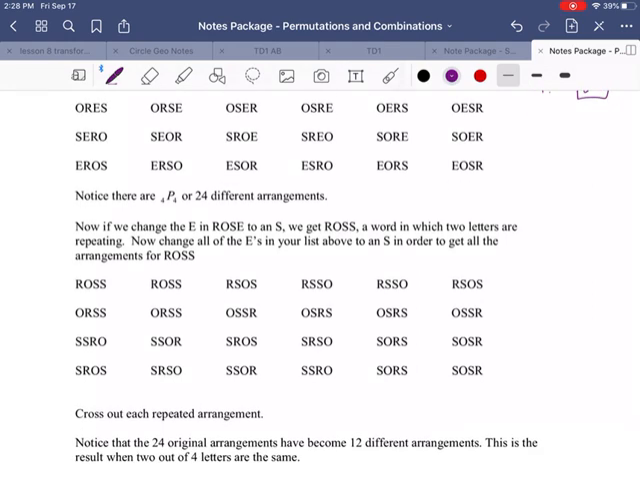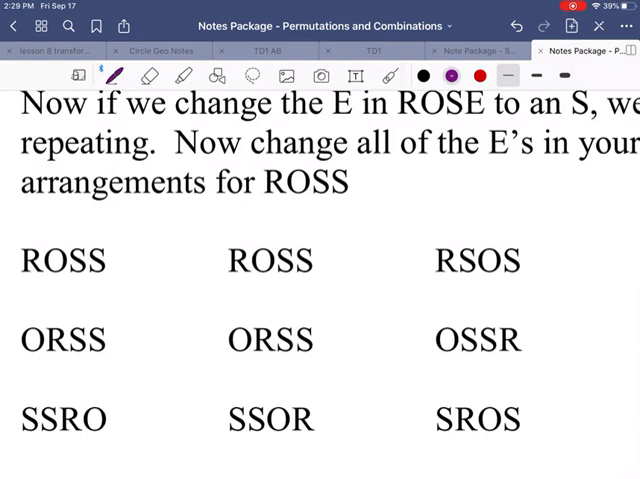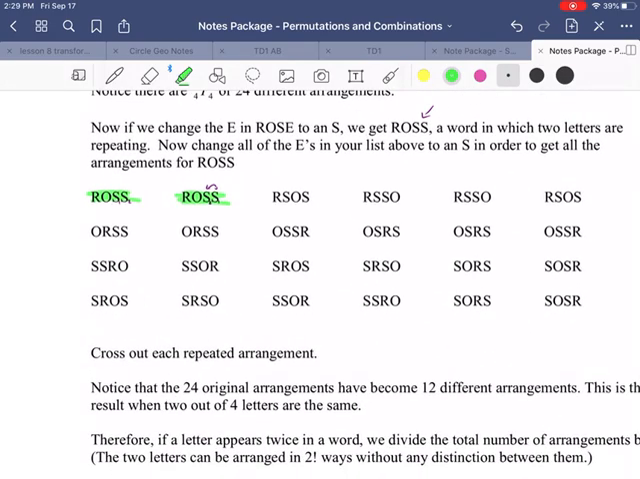If we change the E in the word rose to an S, we get the word Ross. So we are repeating the S. And here's all the different arrangements of the word Ross. Think about this first one here: this could be your first S and your second S, and then you could swap those tiles, right? So we have the same Scrabble tiles, we're just flip-flopping their order. However, if you look, we still have the same word, right? It still says Ross. Even though we've swapped the tiles, it's still the word Ross.